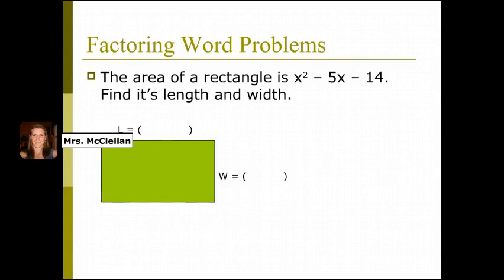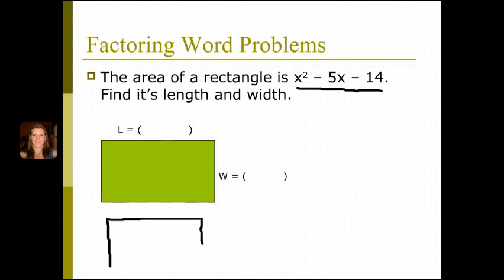Now we're going to practice a word problem. The area of a rectangle is x squared minus 5x minus 14. Find its length and width. Well, we still have a trinomial here, and we've been factoring trinomials throughout this lesson. So what we're going to do is draw a box, and we're going to factor it using the box method, just as we've been doing.